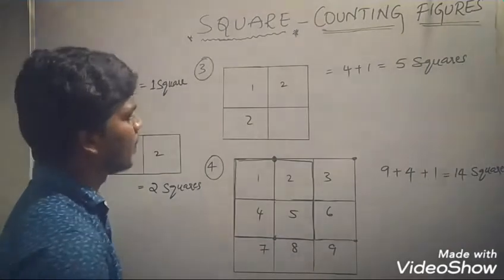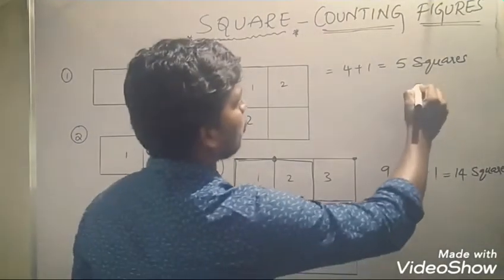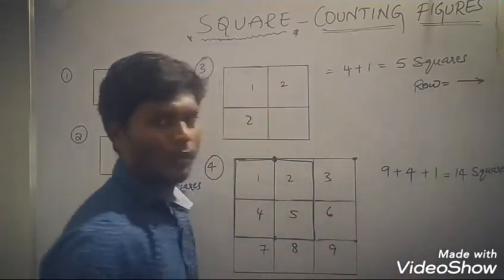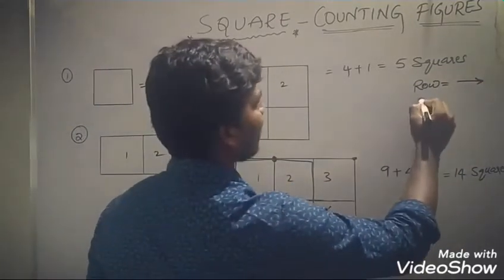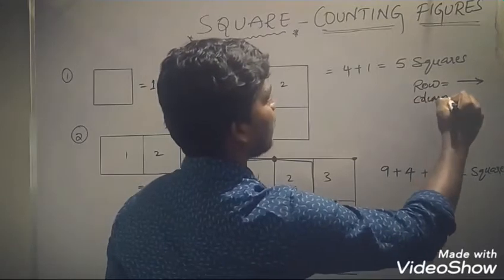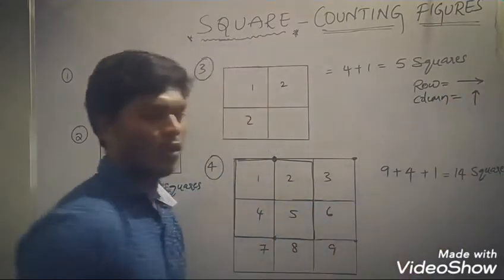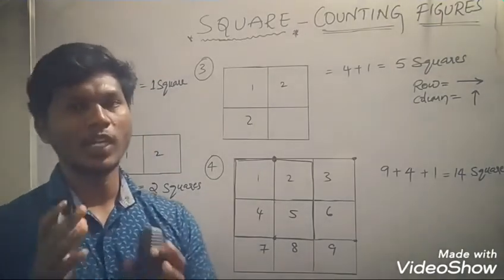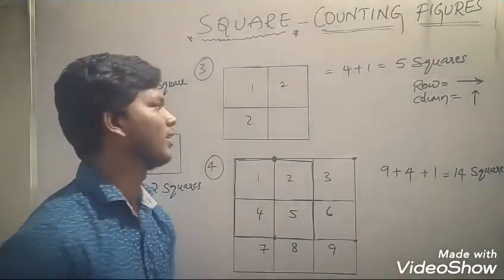Look friends, I think you know what a row is. Row means horizontal, and column means vertical, right? So row means horizontal and column means vertical. Just check how many rows and how many columns there are.